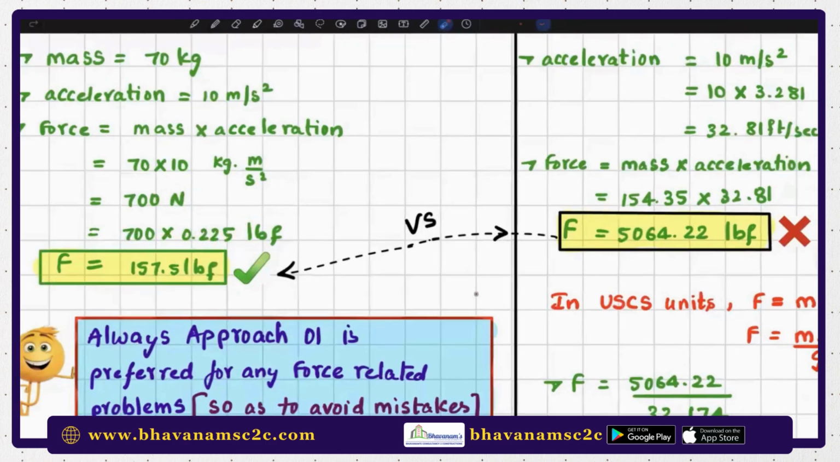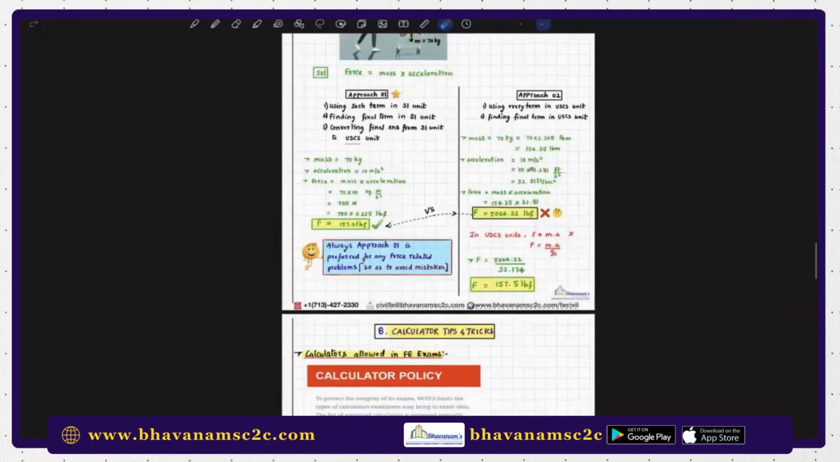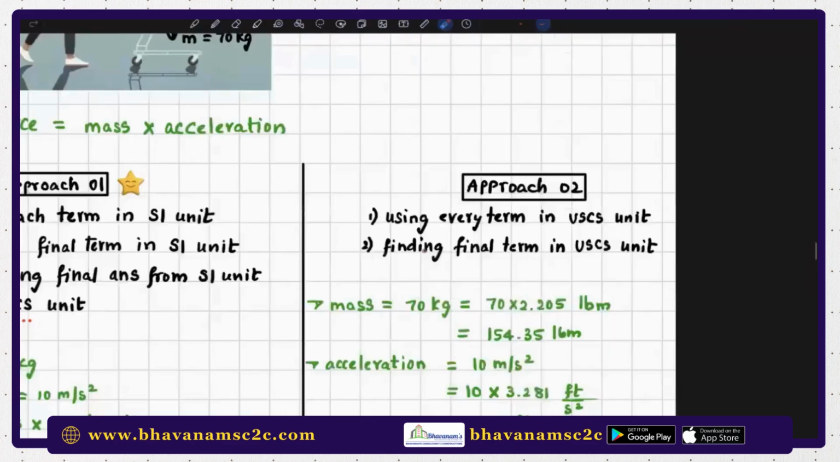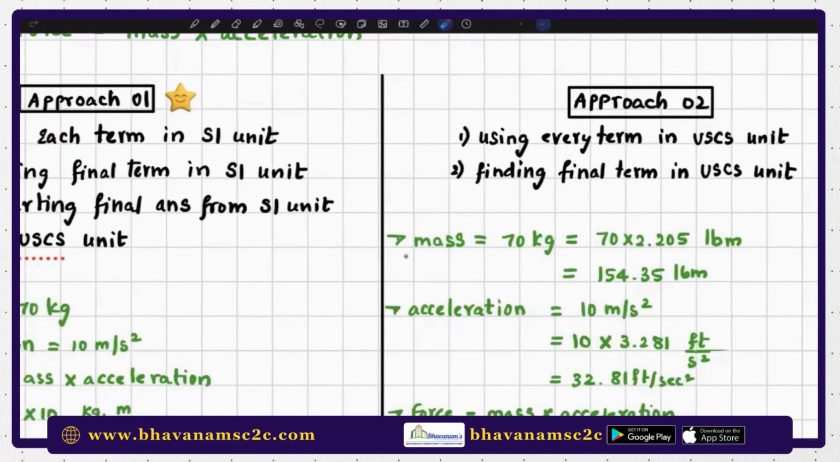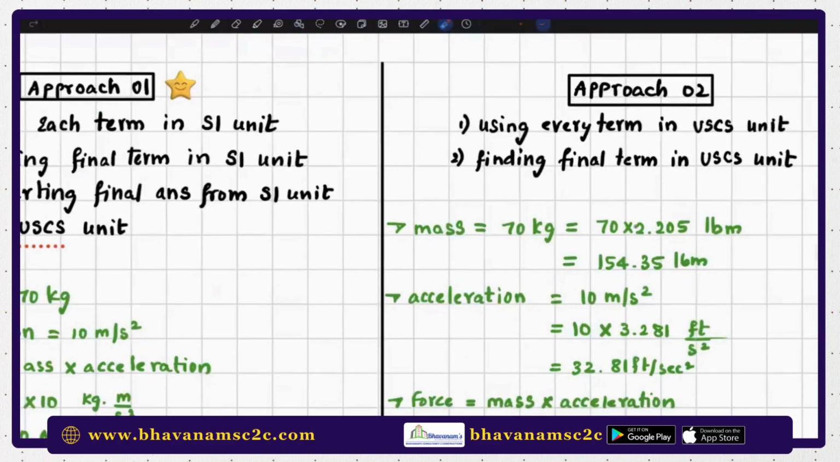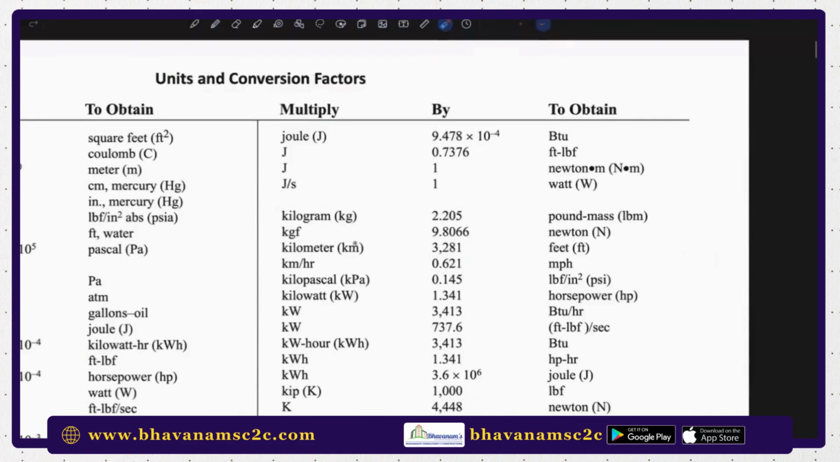Coming to approach two, you can do it the other way. Since you are in US, since you are accustomed to US units, you are subconsciously thinking that I have to convert it into US units. You can do it. I will first convert the 70 kg into US units, that is pound mass. So to do that, I will do 70 into 2.205. Where did I get this factor? I'm converting kg into pound mass. So go to the handbook again. As I said, go to the chronology. K is here, so it is kg. So to convert kg into pound mass, I have to multiply by 2.205.